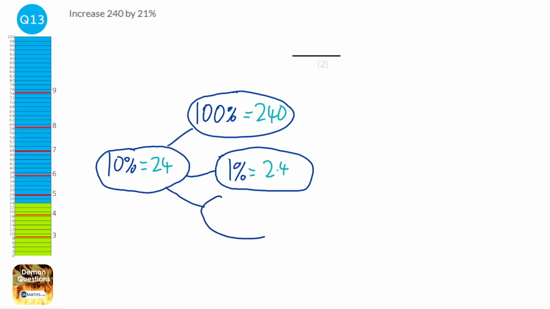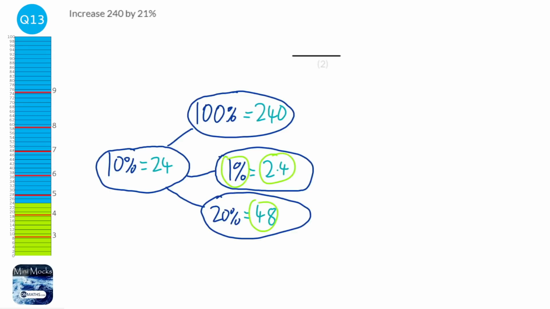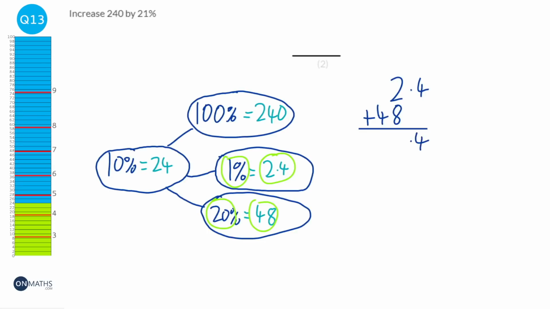And then we need to find out what 20% is. And 20%, we just double the 10%, so it would be 48. And so 21% is this plus this, because 1 plus 20 is 21. So we add these together, so 2.4 plus 48. Probably don't need to do this formally. Probably do this in our heads.